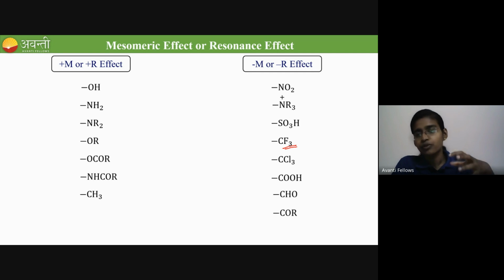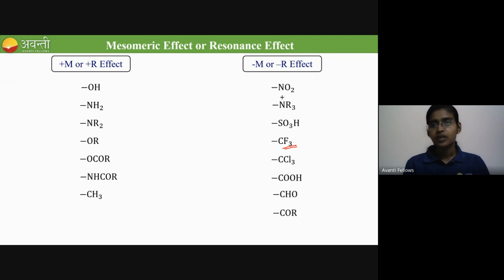So fluorine containing compounds always withdraw the electron. That's why CF3 is acting as a minus R group. And CCl3 is also the same. Fluorine is also more electronegative. Like CF3, CCl3 is also your minus R group. And all the carboxylic acids, aldehydes and ketones are minus R group containing groups.